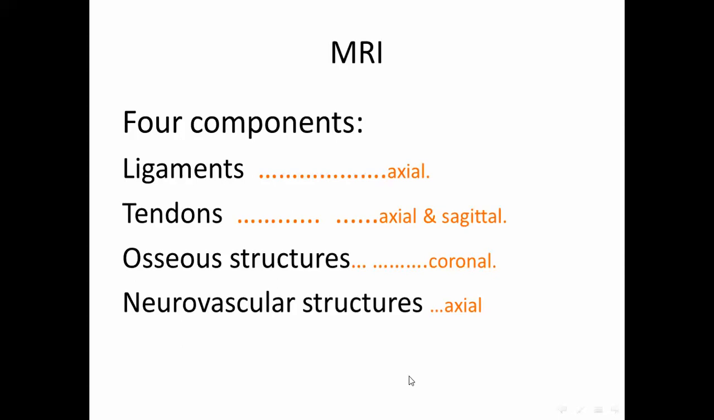This is the second presentation for the ankle and calcaneum. The MRI is used to study the four components of the joints: ligaments, tendons, osseous structures, and neurovascular structures. The ligaments, mainly lateral, medial, and syndesmotic, are better seen in axial planes. The tendons, flexors and extensors, are seen in axial and sagittal. The bones are seen in coronal views, and the vessels are seen better in axial planes.